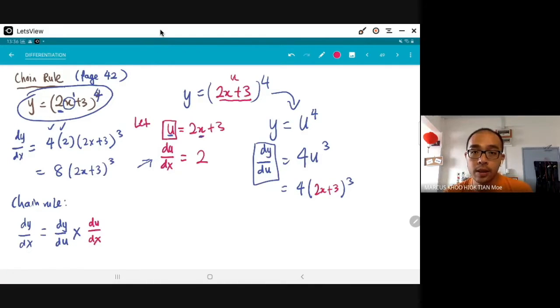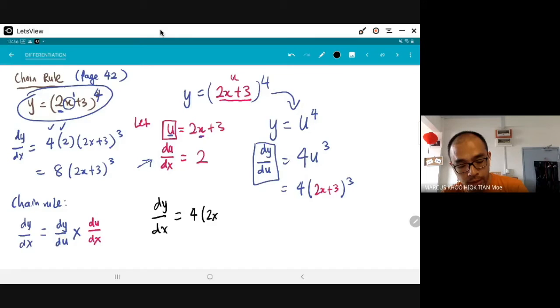Okay, that's the basic of this. So in that case, what happens is I will get dy dx equals dy du, which is 4 times (2x + 3) to the power of 3 from here. Then I multiply with du dx, which is 2. So my final answer, since, yes.